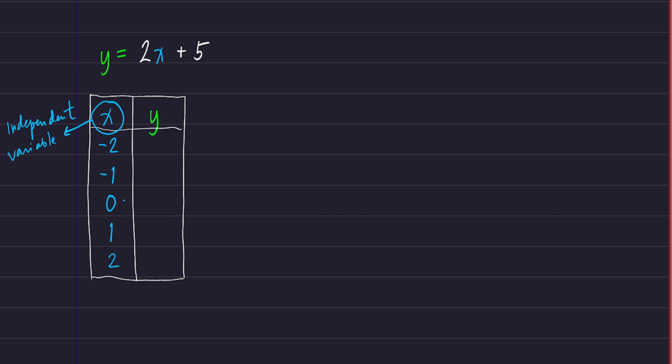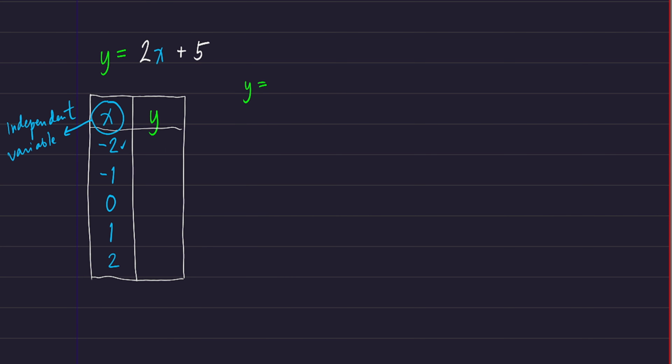After natin mailagay yung values ng x, we are going to substitute each value of x dito sa ating linear function. So, paano natin gagawin yun? First, let's substitute x equals negative 2. So, we have y is equal to 2x plus 5.